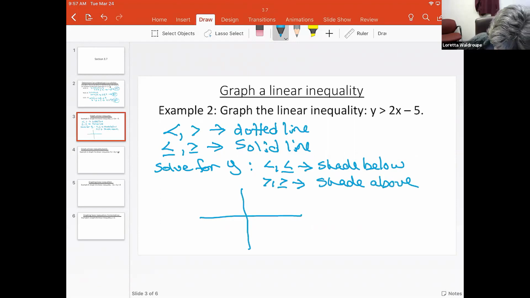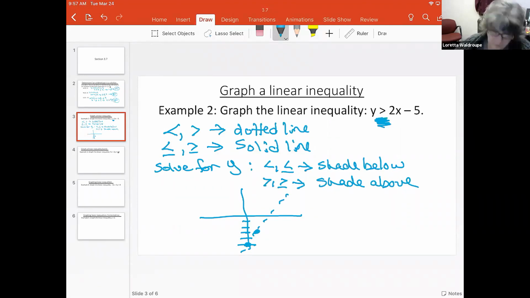So I start at -5 because that's my y-intercept. And my slope is 2, so I go up 2 over 1. I'm ready to draw my line. Since there's no equal to, it's just a greater than, that means it's a dotted line. And greater than means I shade above the line. So which side is going to go up above the line? And that's going to be over here. So anything over on this side in this area makes that equation true.